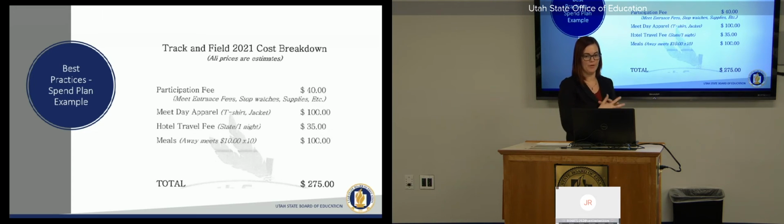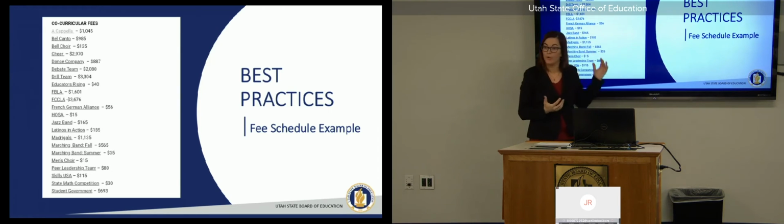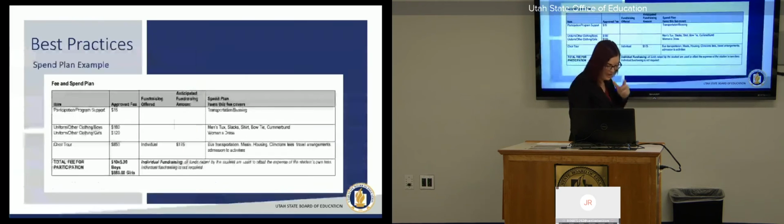Okay, I'm going to go to another one. Same type of thing. They had a breakdown. These are all the different categories, they even broke it into co-curricular. It was easier for them to do that to set up their system. When you click on it, again, they had their max amounts, and this one actually has a link, so you could click to the actual spend plan.